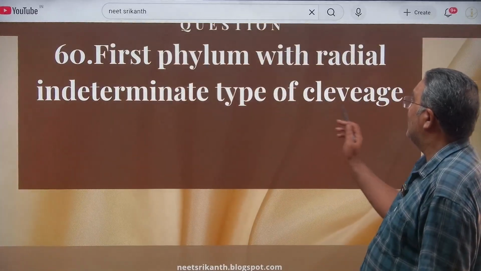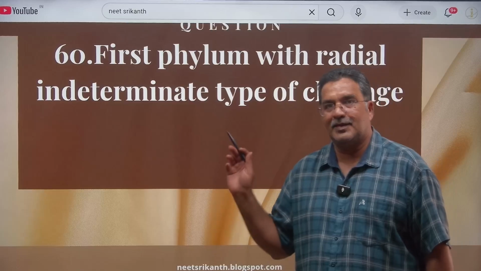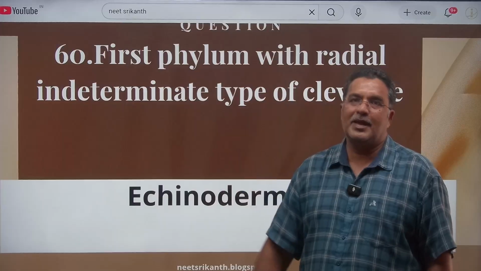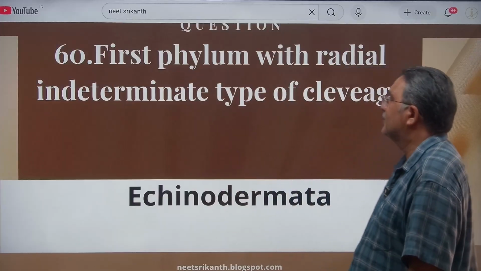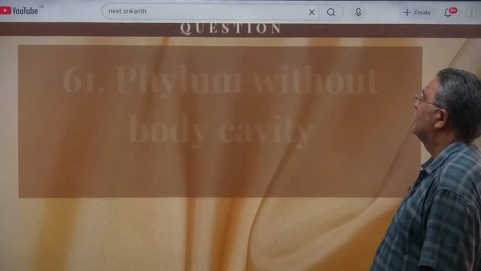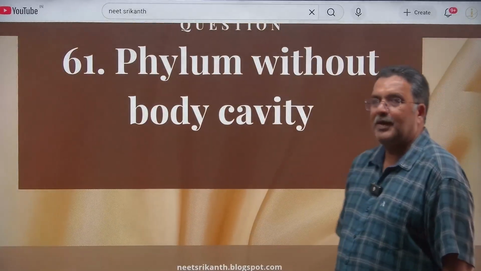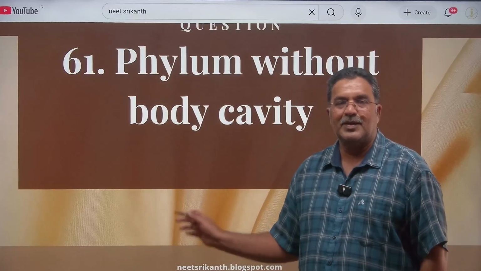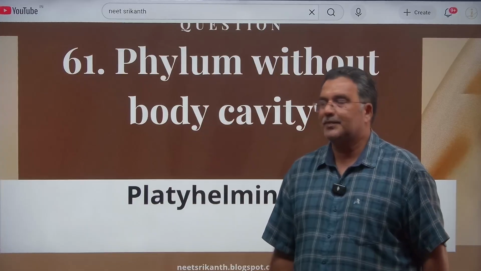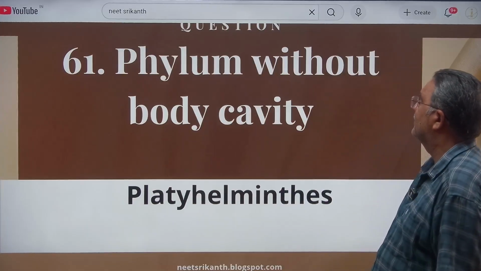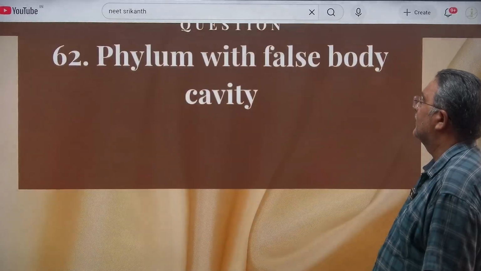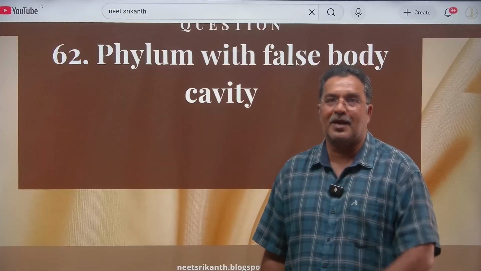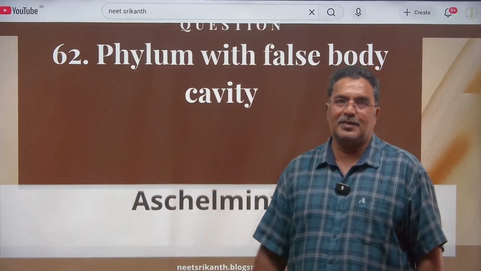First phylum with radial indeterminate cleavage. Where are we seeing this? In Deuterostomia. So the answer will be Echinodermata. Phylum without body cavity means acoelomata. Who is that? Phylum Platyhelminthes. Phylum with false body cavity, pseudocoelomata, that is Aschelminthes.